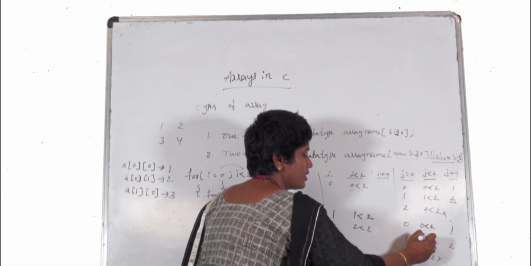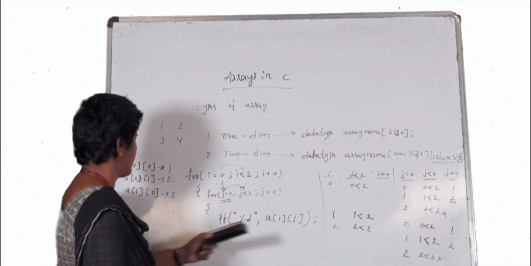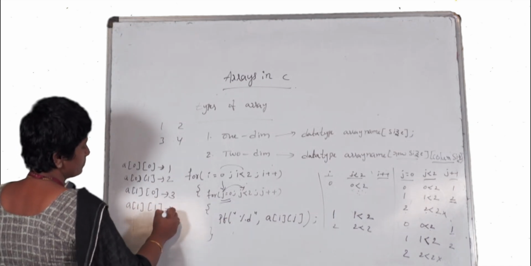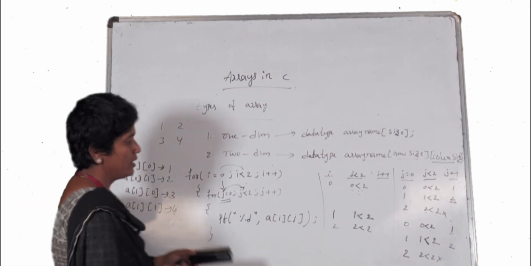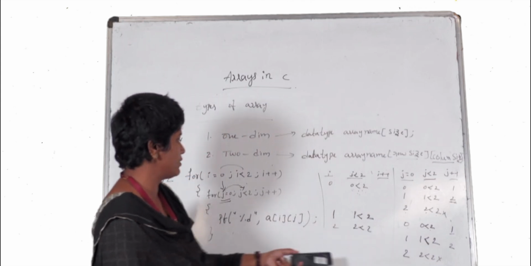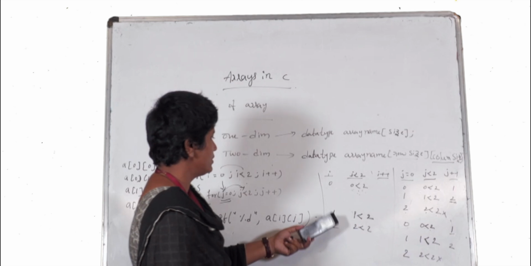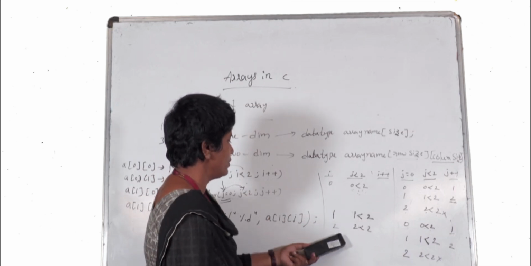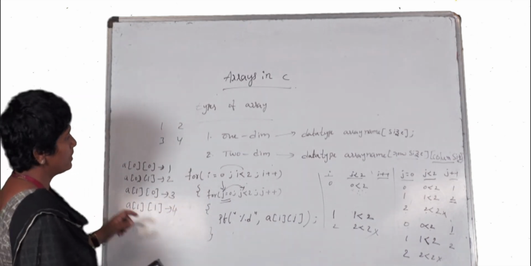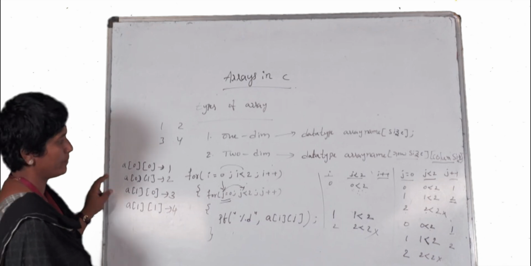Again it checks the condition 1 less than 2. This condition is true. It will print a of i and j, where i is 1 and j is 1. After that it will print 4. Next, j plus plus means j becomes 2. 2 less than 2 means false. Exit from the inner for loop. Again it will go to the updation part. Now the i value becomes 2. 2 less than 2 means the condition is false. Exit from the outer for loop. So in this way we are displaying the two-dimensional array elements.